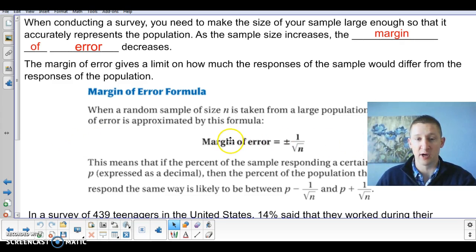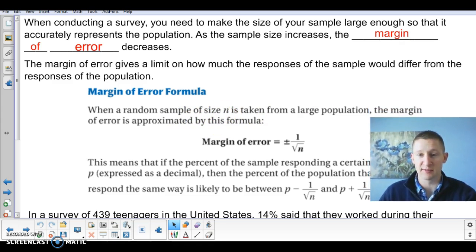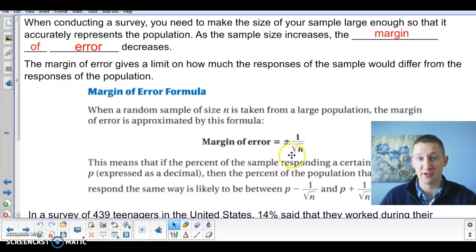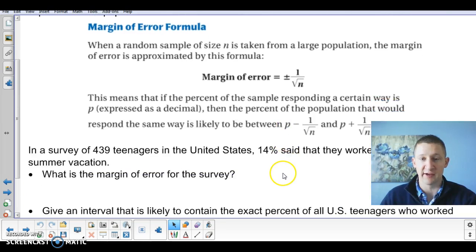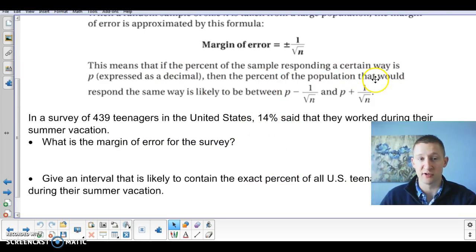Here's the formula for finding the margin of error. If a random sample size of n is taken, the margin of error is approximated by taking 1 divided by the square root of n, plus or minus, which means that we could be a little bit over the actual number or a little bit under. This means that if the percent of the sample responding a certain way is expressed as a decimal p, then the percent of the population that would respond the same way is likely to be between p minus 1 over the square root of n and p plus 1 over the square root of n. So that'd be the actual number, a little bit lower and a little bit above.